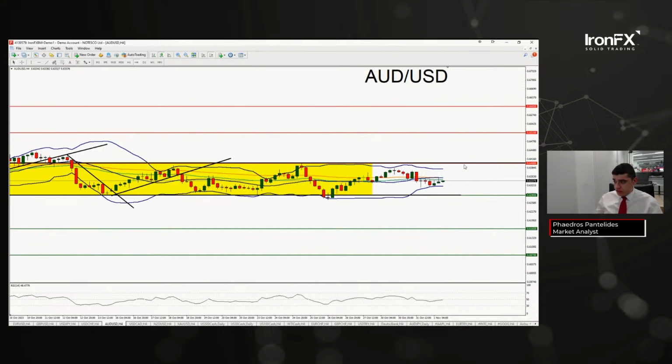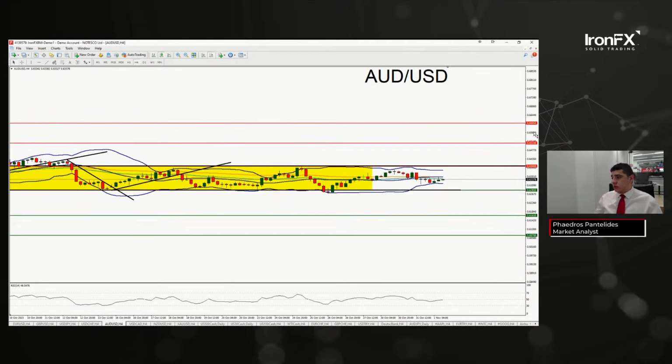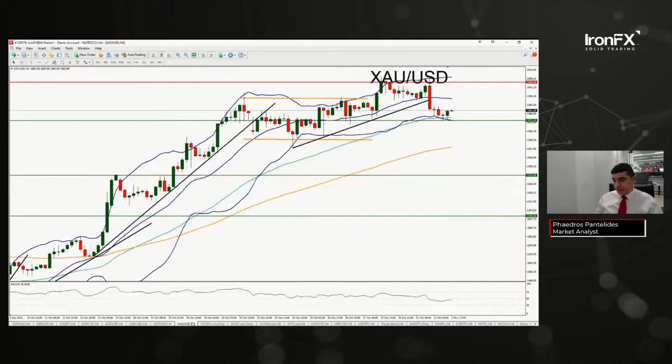If it does not, staying between S1 and R1, RSI near 50, so neutral outlook, potentially. It could move in a sideways fashion, but based on what I said before, I think it would actually move towards lower ground on a more macro level.